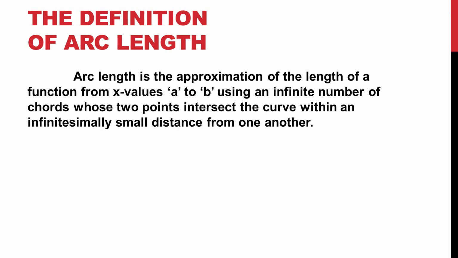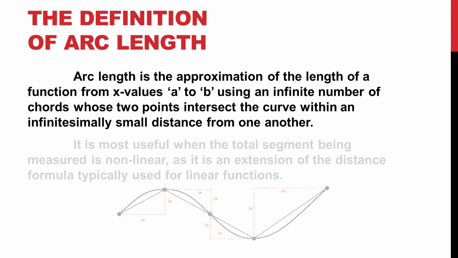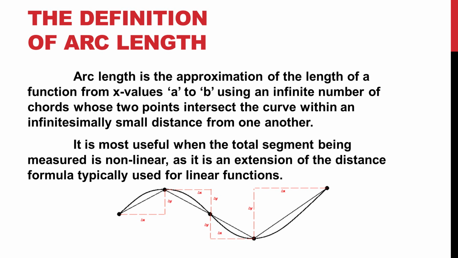But what's the definition of arc length? The definition of arc length is the approximation of the length of a function from x values a to b using an infinite number of chords whose 2 points intersect the curve within an infinitesimally small distance from one another. It is most useful when the total segment being measured is nonlinear, as it is an extension of the distance formula typically used for linear functions.